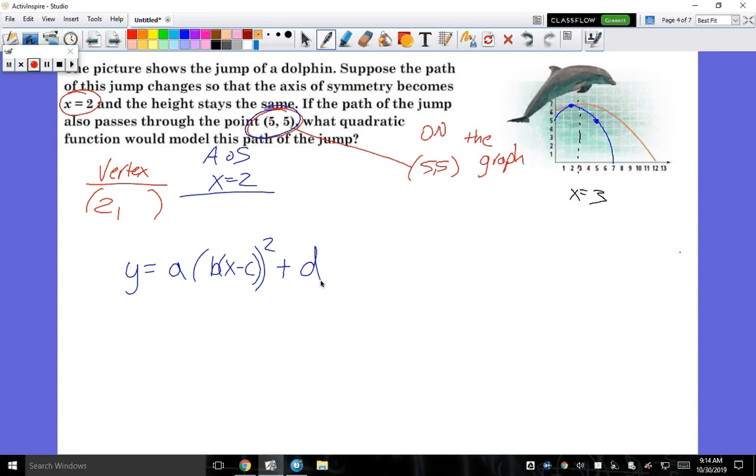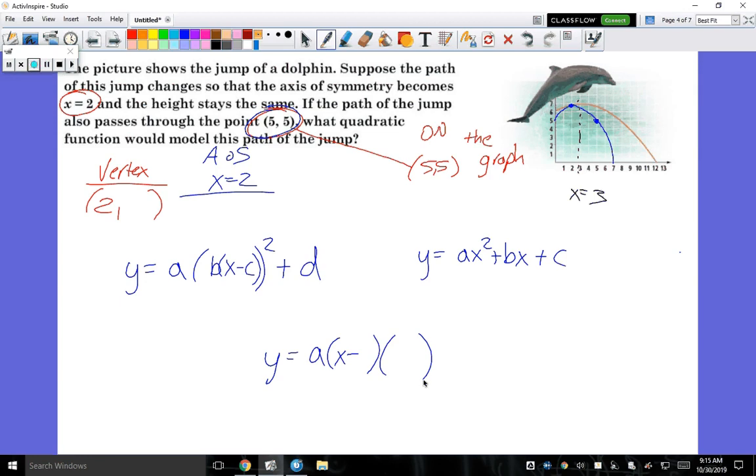The other form that we could use on this is the factored form, as far as the x-intercepts and looking at a coefficient, and the standard form as well. So y is equal to ax squared plus bx plus c. And then the last one is y is equal to a(x minus...), the factored form that you see here.